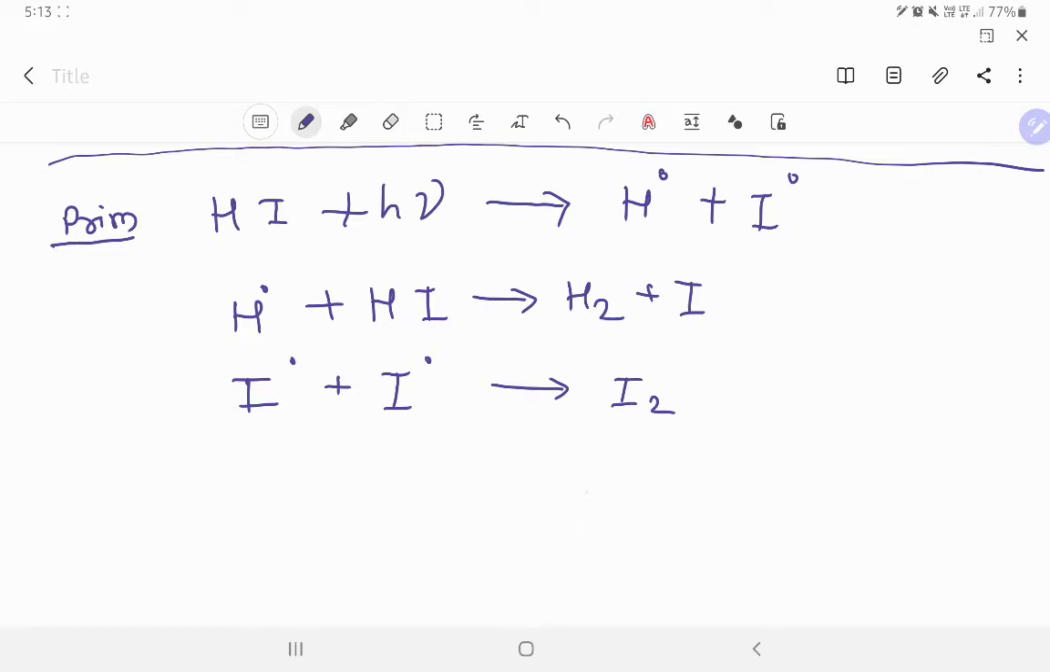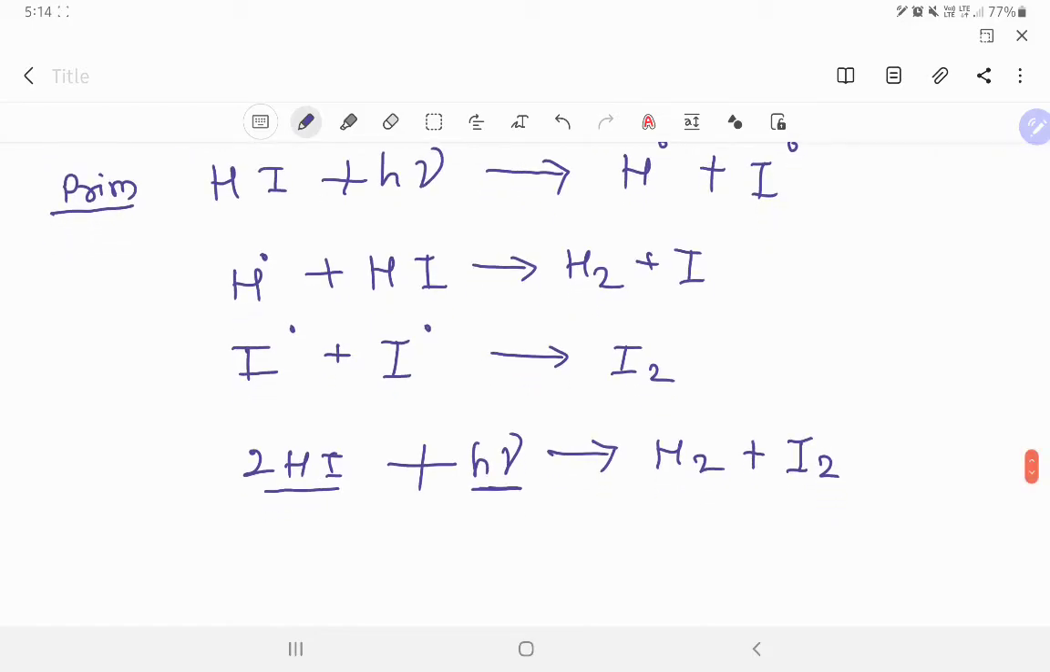If we combine these two reactions, what will be the overall reaction? 2HI in presence of light, by absorption of one quantum of radiation, forms H2 and I2. Means for absorption of one quantum of radiation, 2HI molecules are decomposing. That's why the quantum yield should be 2. Theoretically, if we determine the quantum yield of this decomposition of HI, it is in the range of 2.